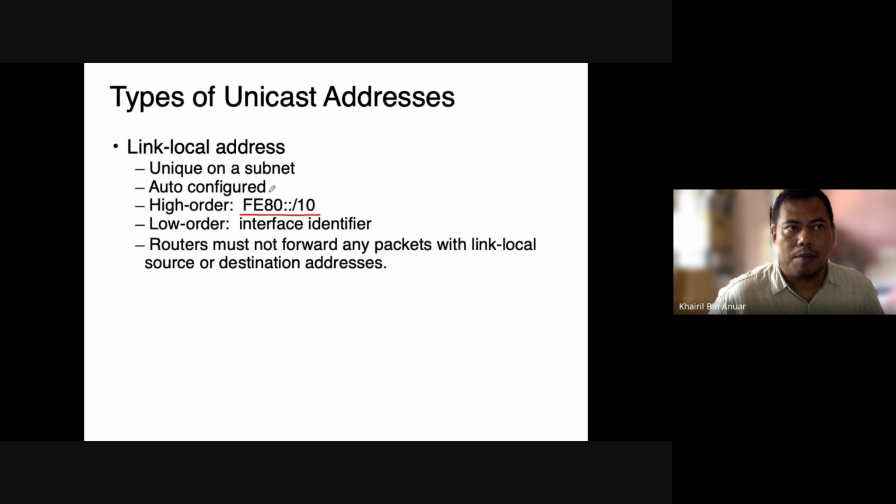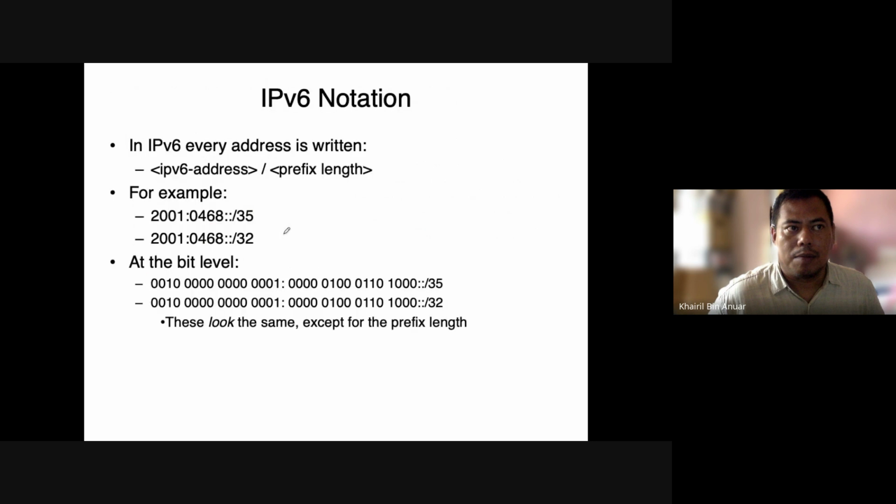And then you have the link local address, which starts with FE80. Later we'll see that the link local address FE80 represents the address for that specific network, and it can communicate with any device within the specific network.